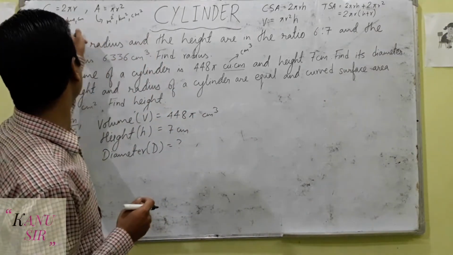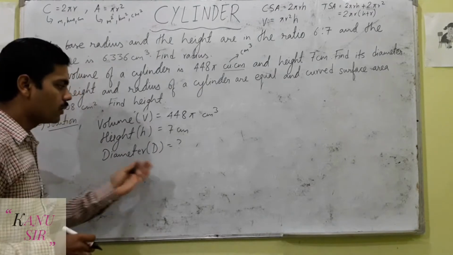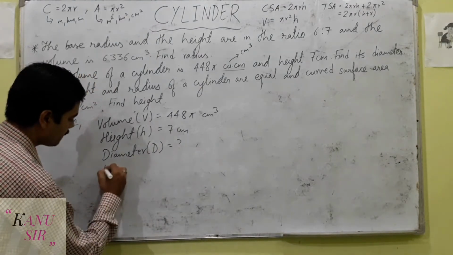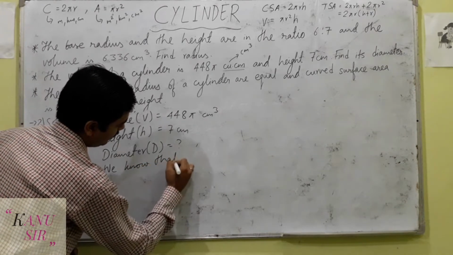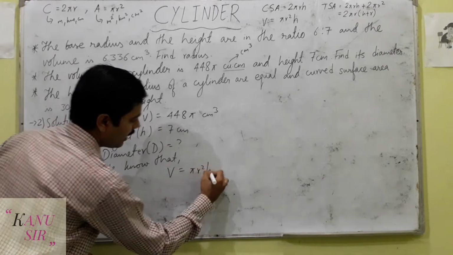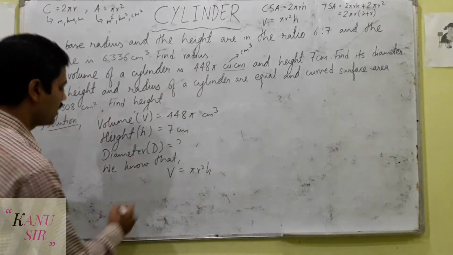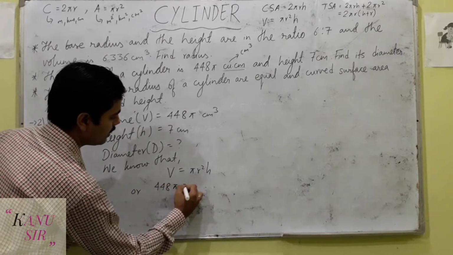There is no diameter denoted in the formulas above. Then how can we get it? Let us see. We know that volume is equal to pi r square h for the cylinder, and the volume is 448 pi.